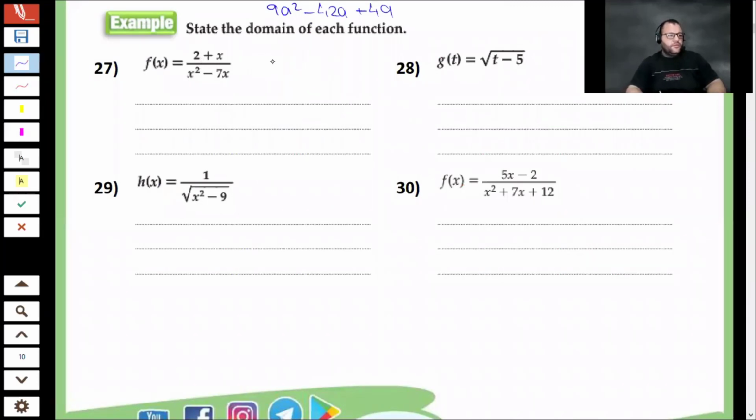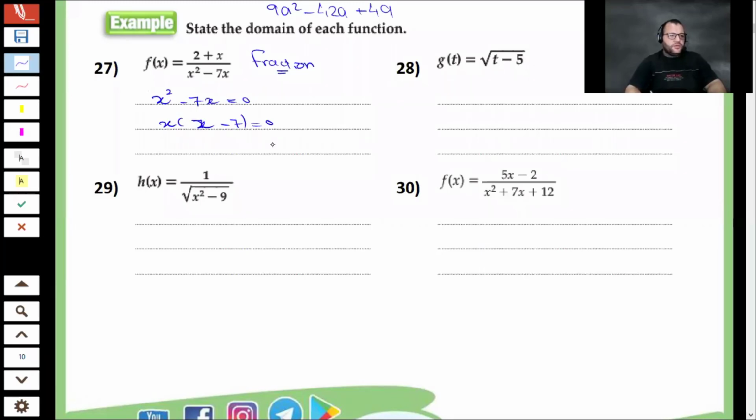So number 1, what is the type of the function that we have? Fraction. The main point of the fraction is that the denominator is not equal to 0, so the domain will be R minus the set of values of x which make the denominator equal 0. How can we solve it? We solve for the denominator: x squared minus 7x equals 0. We take x outside as the common factor, so x times x minus 7 is equal to 0. So x equals 0 or x equals 7.